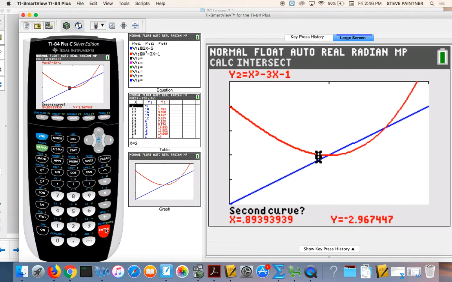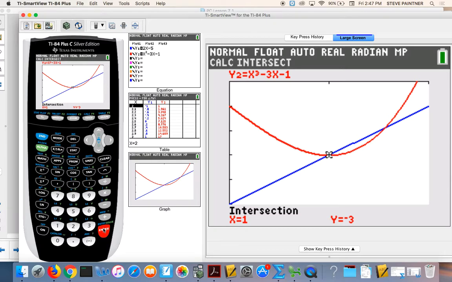I hit enter. Then it says get to the second one, and it looks like I'm already flashing on the second one. But if it's not flashing, just hit your up or down arrow, and you should jump to the other curve. Hit enter. Then it says guess. Hit enter. And there it is. It looks like they intersect at 1, -3.